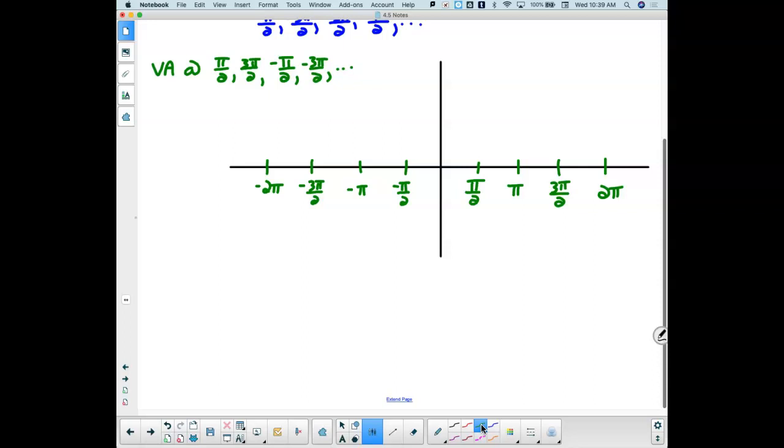So vertical asymptotes at all the odd multiples of pi over 2.